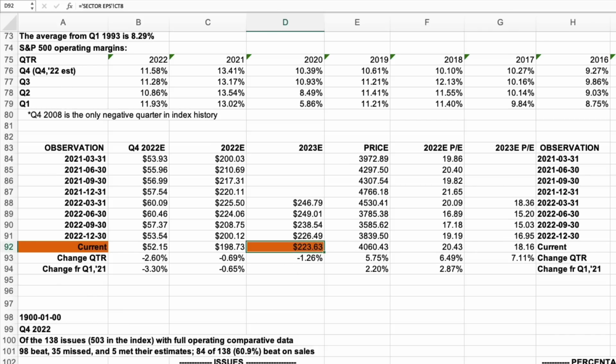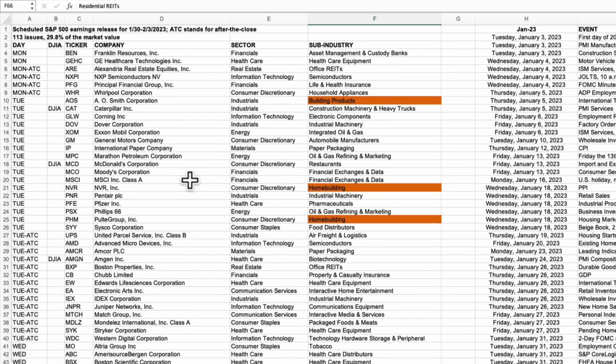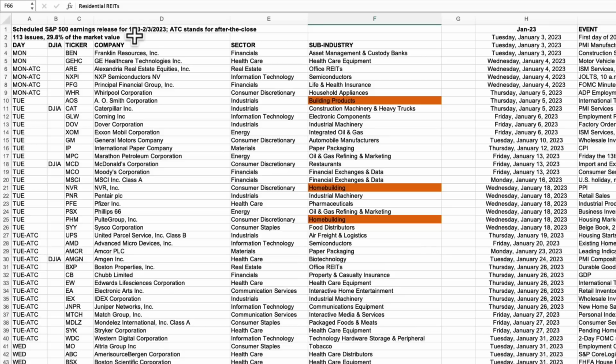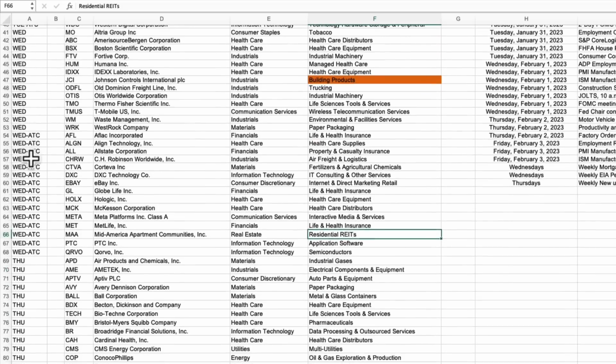If we go to the last tab, the forward schedule, it gives you all of the companies reporting. This is January 30th to February 3rd. Monday, ATC is after the close, so if it doesn't have ATC, it's the morning. It's before the open and after the close. It gives you Monday, Tuesday, and you can scroll down.